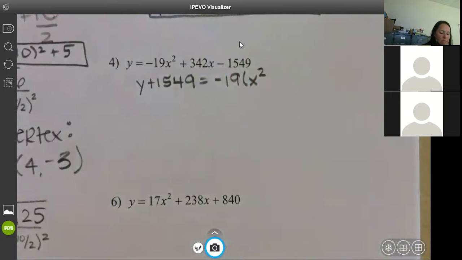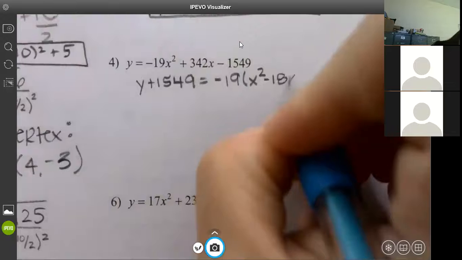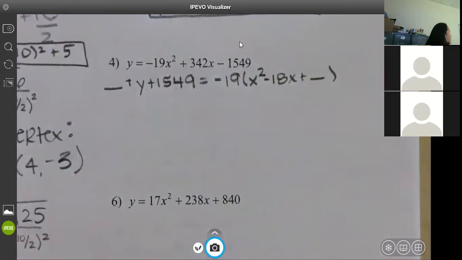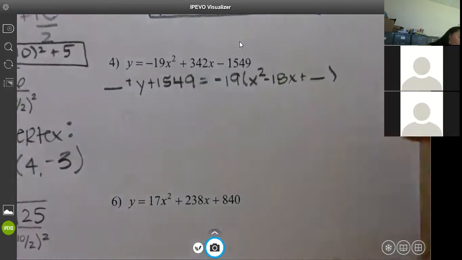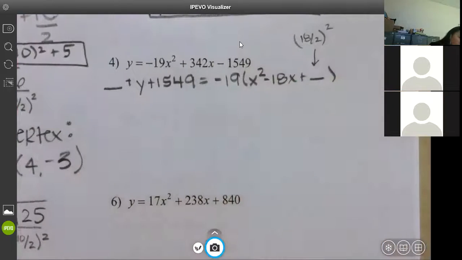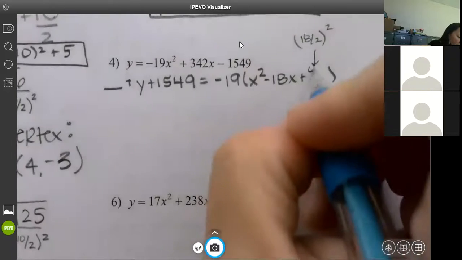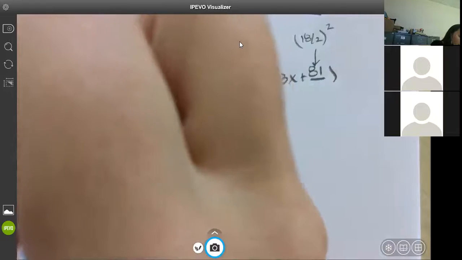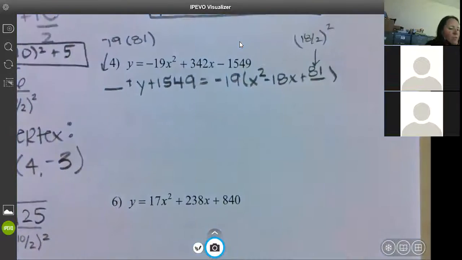342 divided by -19. -18. Negative 18x, and then you can put your blanks in. So now we turned it into like a 1-2 liner. And this blank, 18 divided by 2 squared. 81. And this blank, negative 19 times 81.